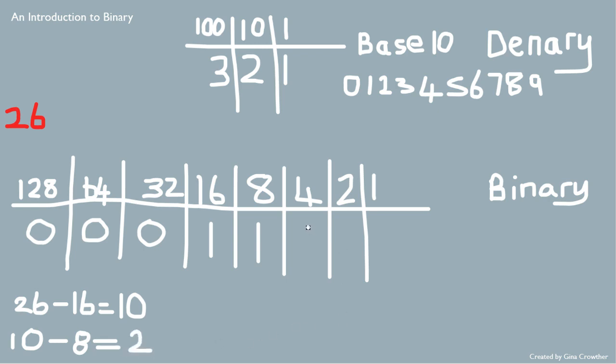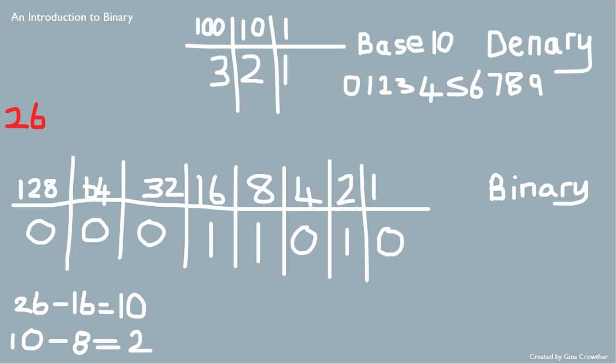Well, 4 won't go into 2, so we can put a 0. 2 will go into 2, so we can turn that one on. There's none left after that, so we have a 0 at the end. So the binary number for 26 is 0, 0, 0, 1, 1, 0, 1, 0.